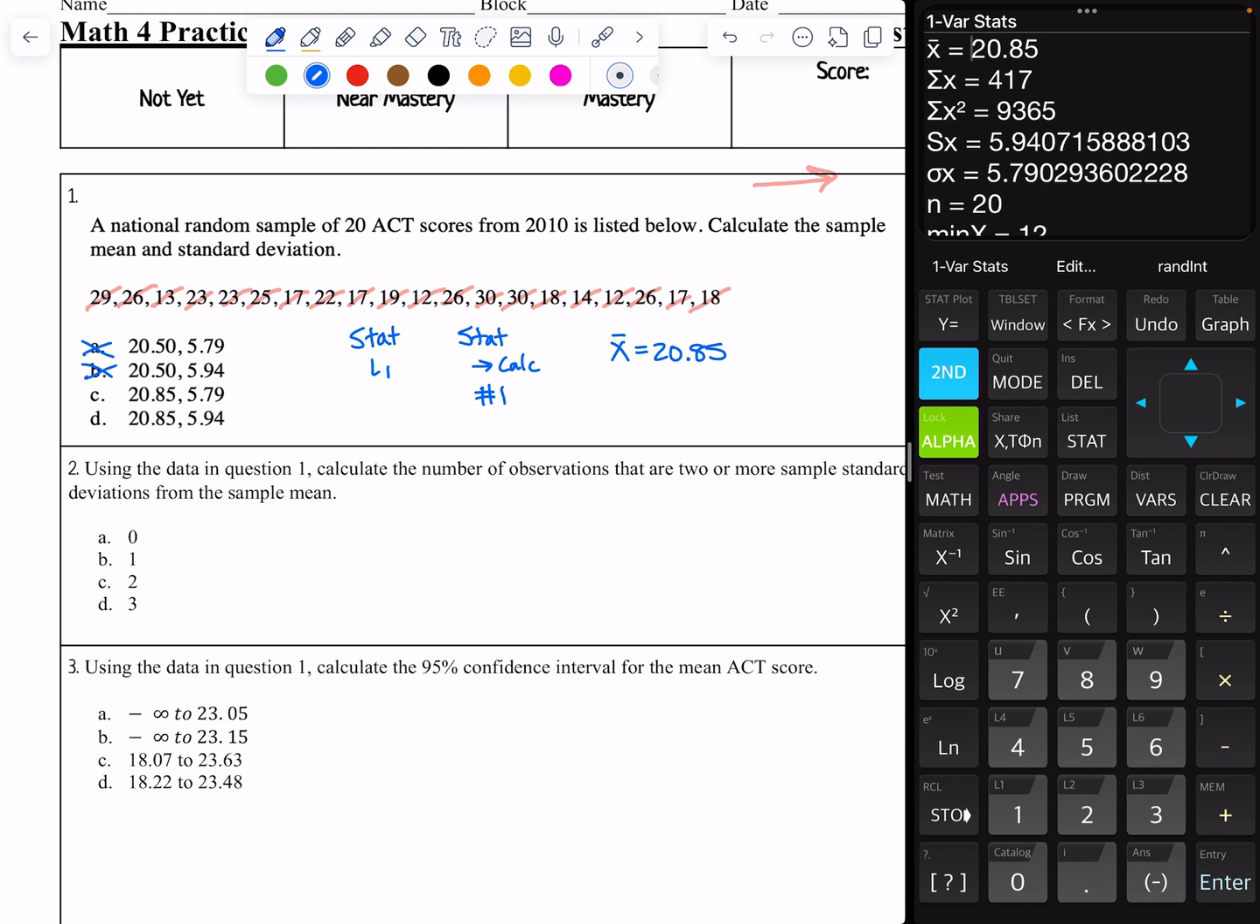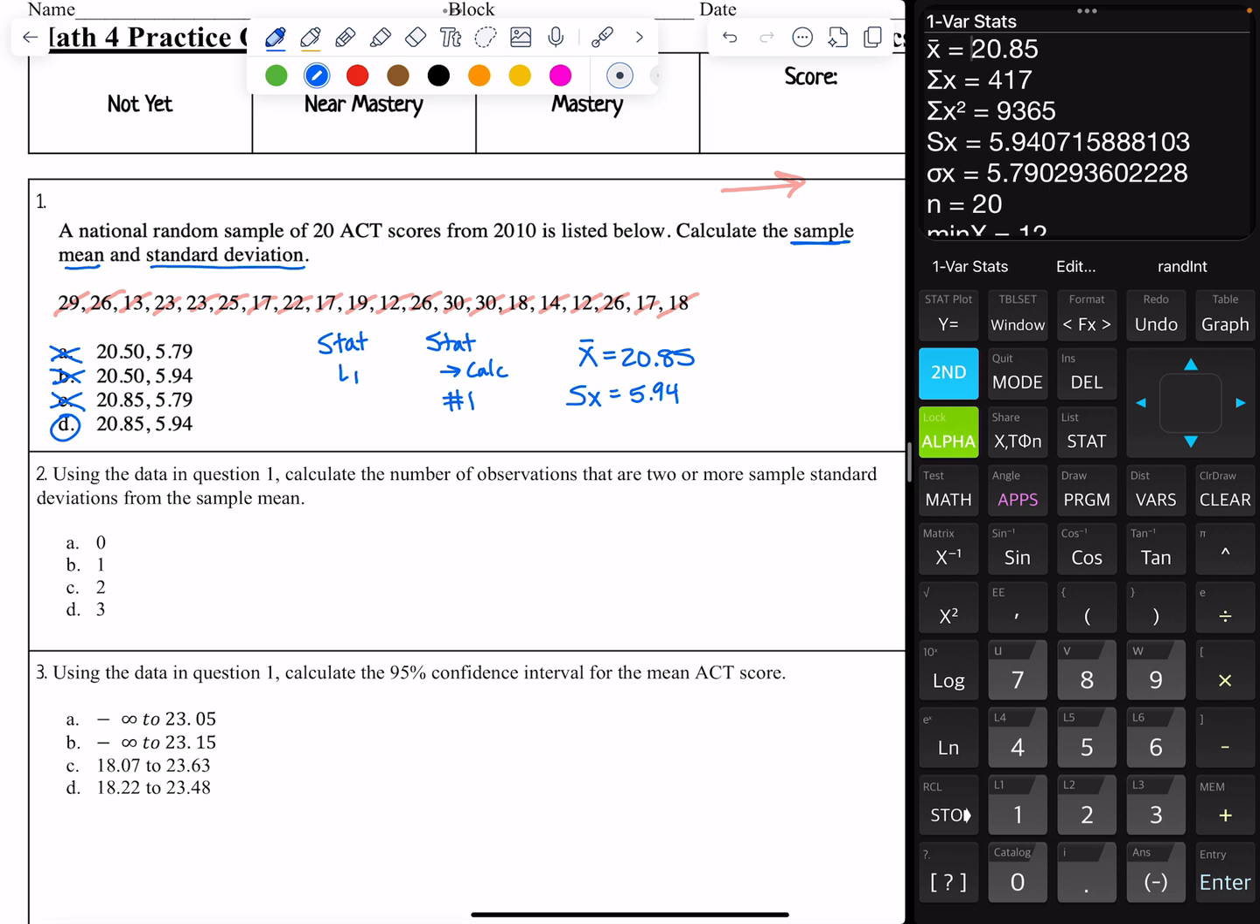And then the sample standard deviation, and they did say sample mean and standard deviation. That's the S, so think S goes with sample. So the S sub X is 5.94. So that would go with D, not C, because C has the population standard deviation of 5.79. So don't pick that one.